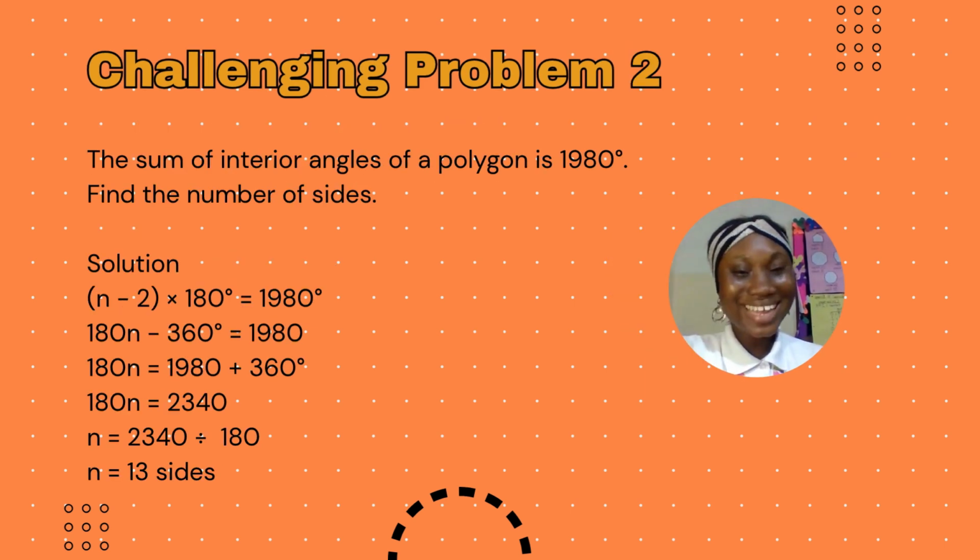Challenging problem 2 is similar to what we just solved in challenging problem 1. This time we have the sum of interior angles of a polygon to be 1980 degrees. We don't know the number of sides that polygon has, therefore we don't know what that polygon is. So let's find out. The formula we're going to be using is n minus 2 times 180 degrees. That's the number of sides minus 2 multiplied by 180 degrees. Now we're given the sum of interior angles to be 1980.